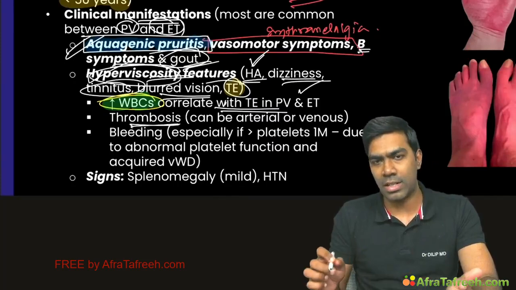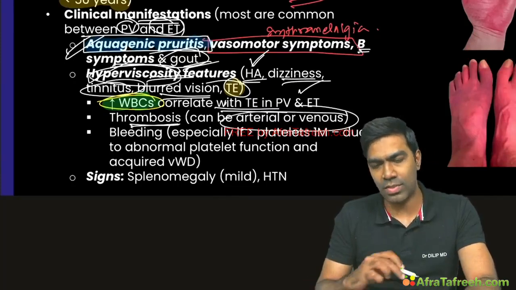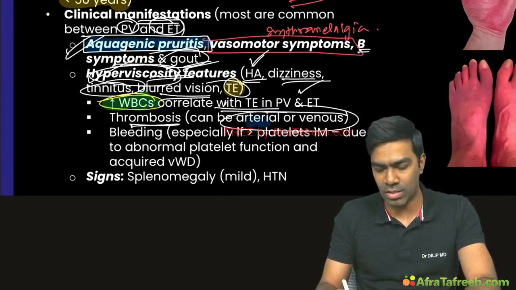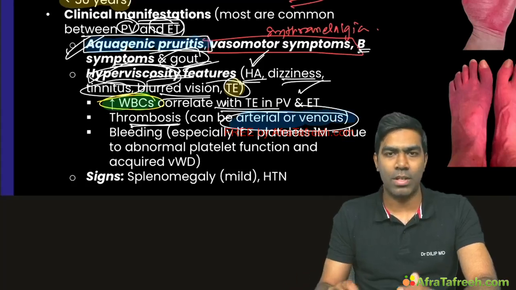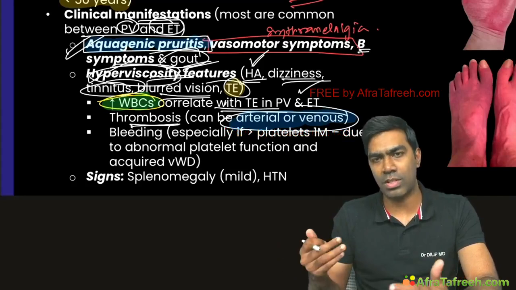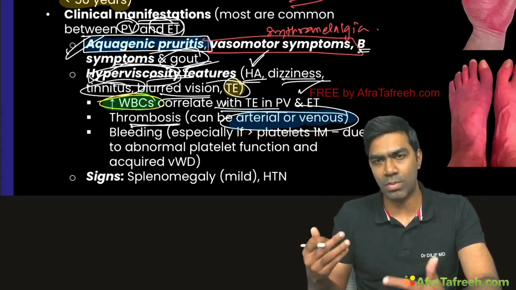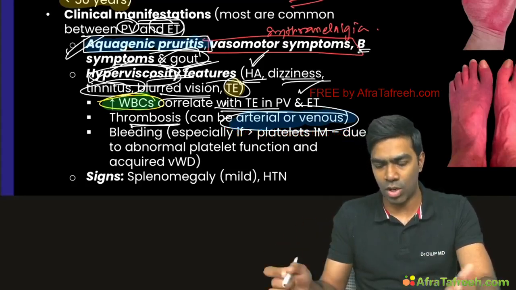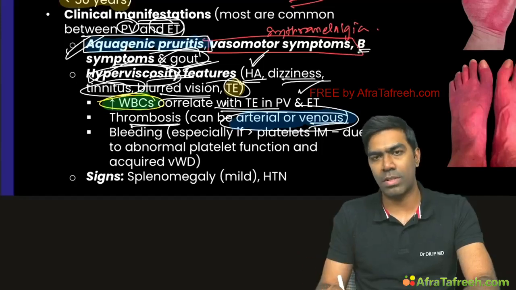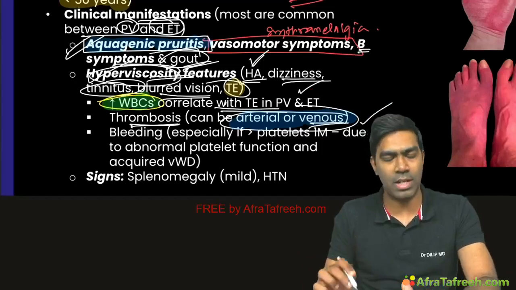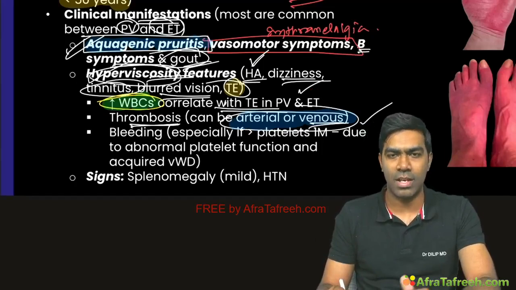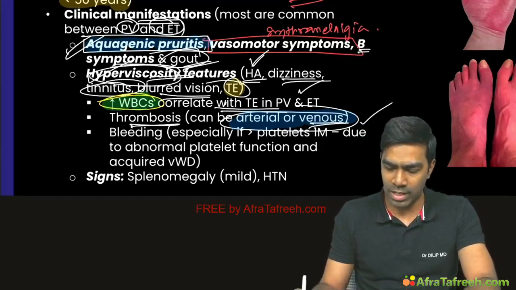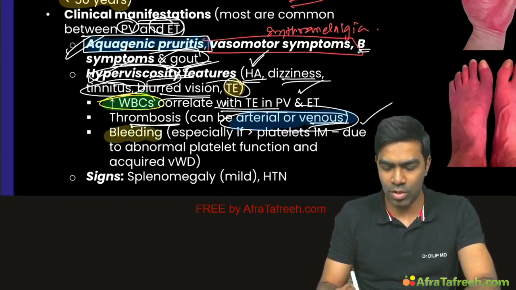And again, interestingly, thrombosis can be either arterial as well as venous. This is one of the unique conditions where you're going to result in both arterial as well as venous thrombosis. Remember, conditions like factor V Leiden mutation, antithrombin 3 deficiency, protein C deficiency, protein S deficiency are all going to produce predominantly venous thromboembolism. But this is one such condition which can result in both arterial as well as venous thrombosis.